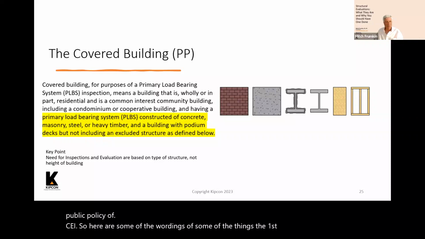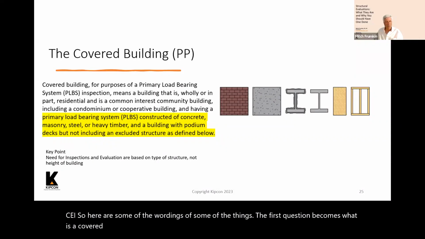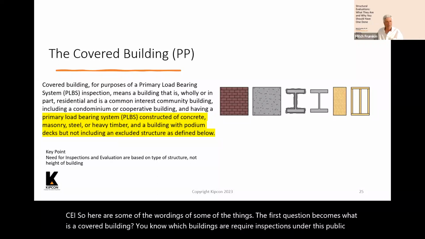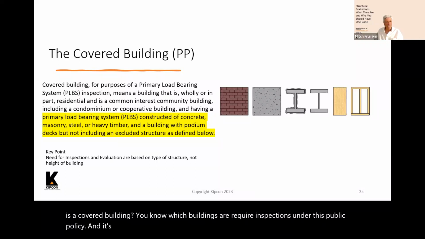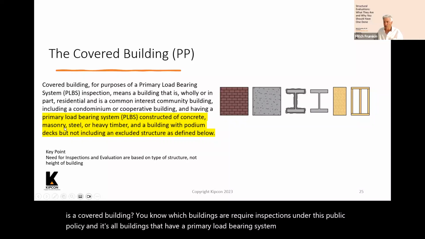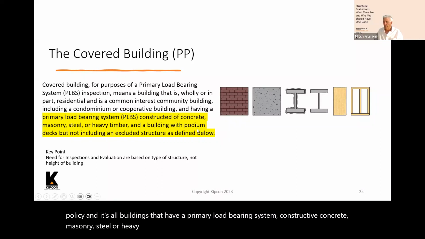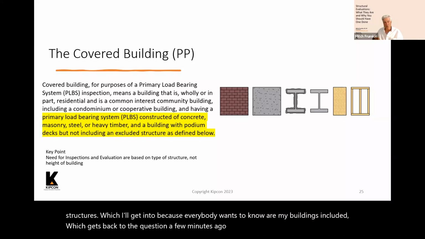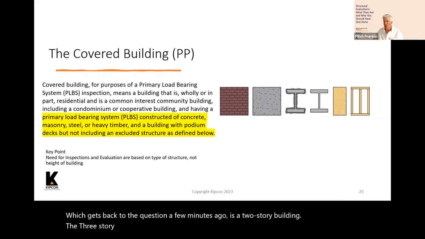The first question becomes, what is a covered building? Which buildings require inspections under this public policy? It's all buildings that have a primary load-bearing system constructed of concrete, masonry, steel, or heavy timber, and a building with a podium deck, but not including excluded structures, which I'll get into, because everybody wants to know, are my buildings included? Which gets back to the question a few minutes ago, are a 2-story building or a 3-story building also included?